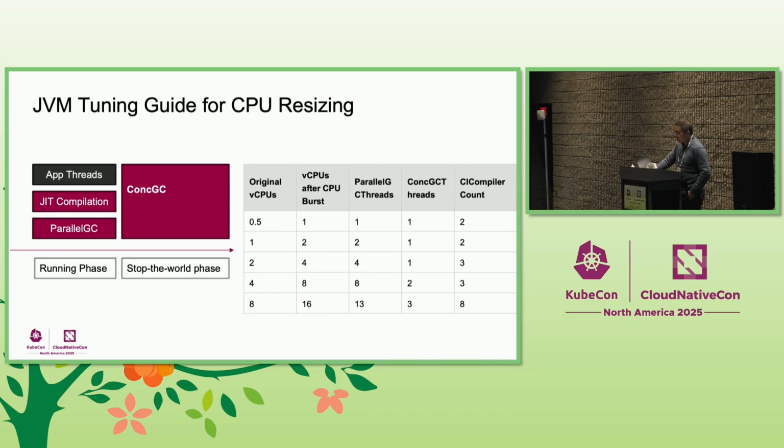Three parameters matter most. Two of them control the GC threads in the parallel GC and the concurrent GC phases, and one of them controls the just-in-time compiler thread counts. And here is a table, and one can just reference these numbers.